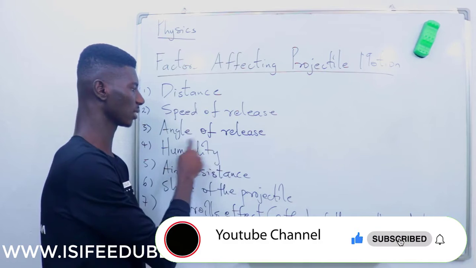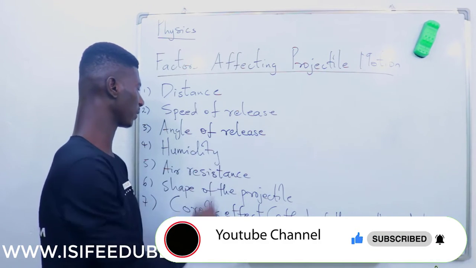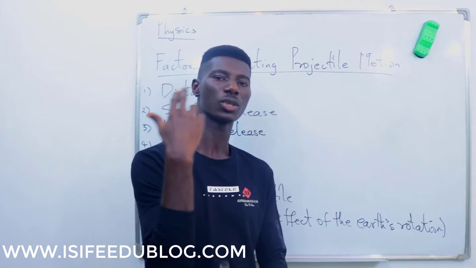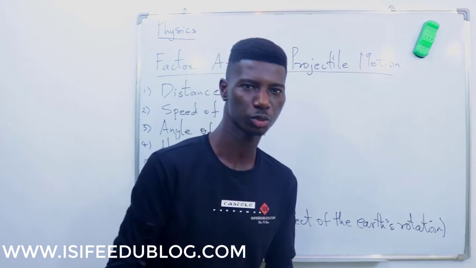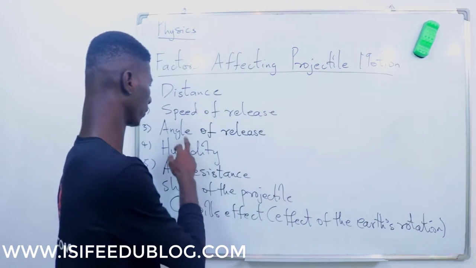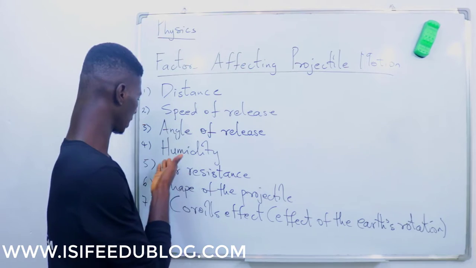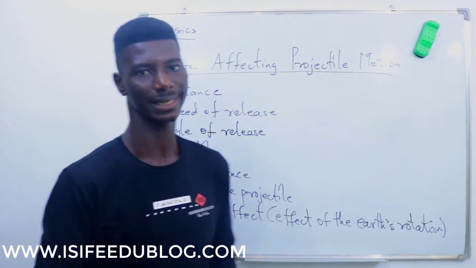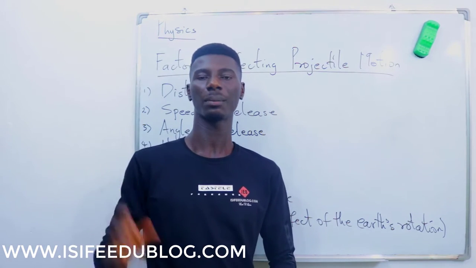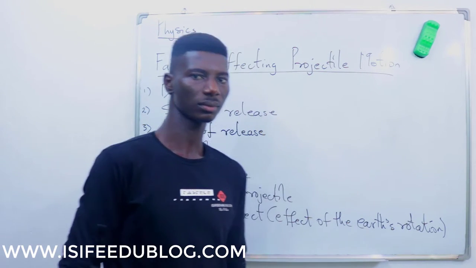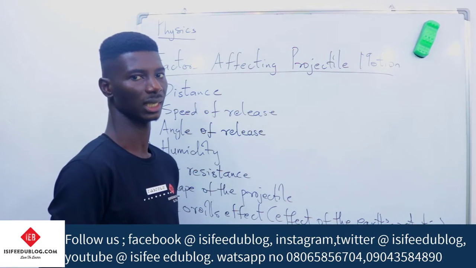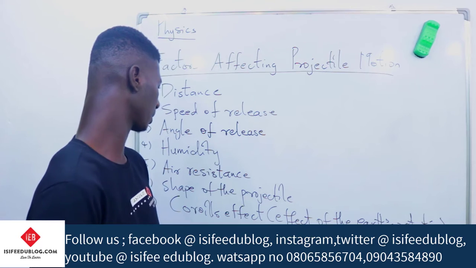Then we have this. The military people use this very, very well: the angle of release. If you don't place your hand very well as you're about to shoot a gun, definitely you can never hit your target. So the angle of release is very important. The next factor we have here is humidity. Humidity deals with how the climate looks at the moment. Wet weather will affect the movement of a projectile. Dry weather will also affect it.